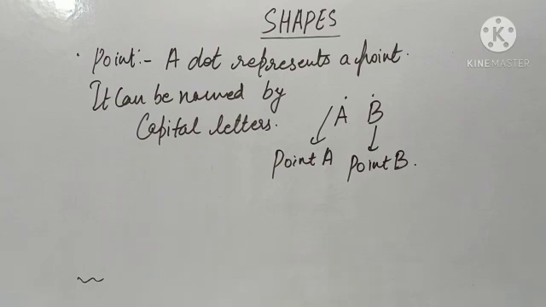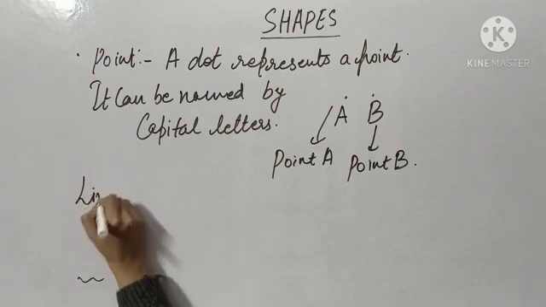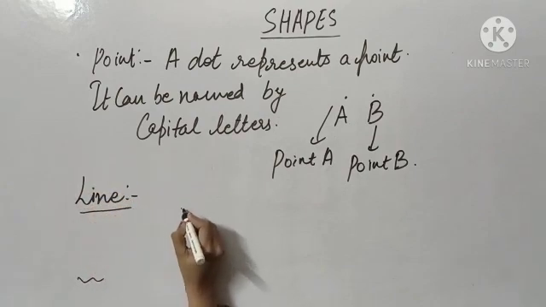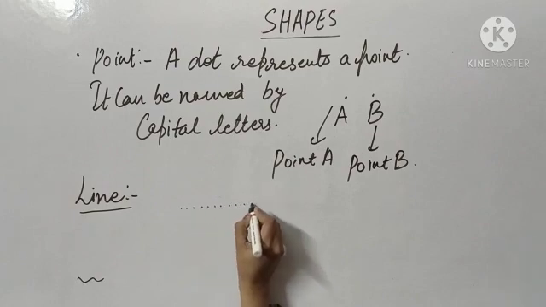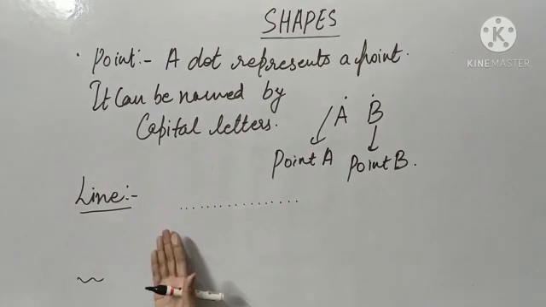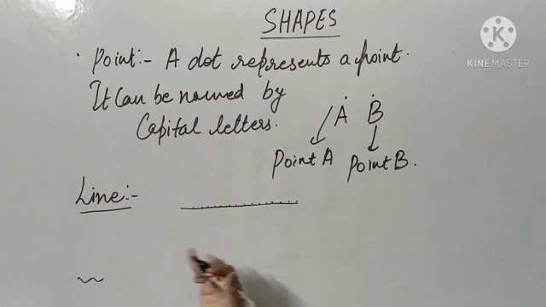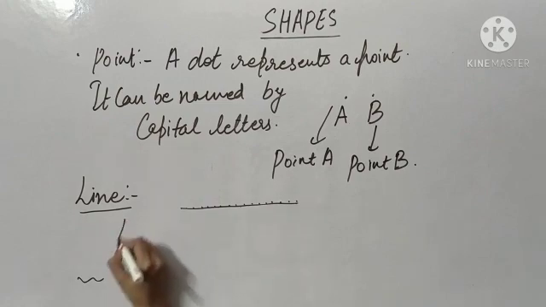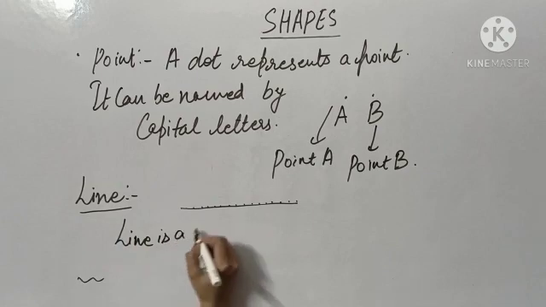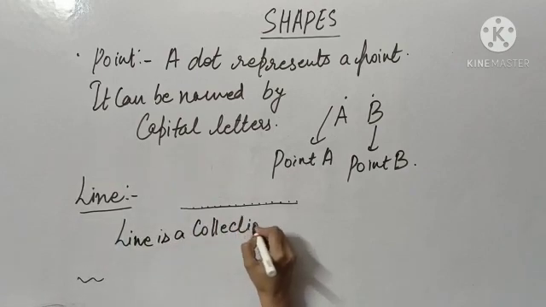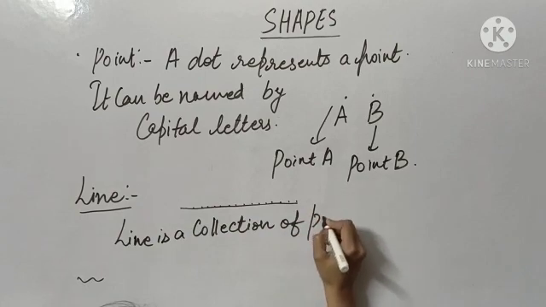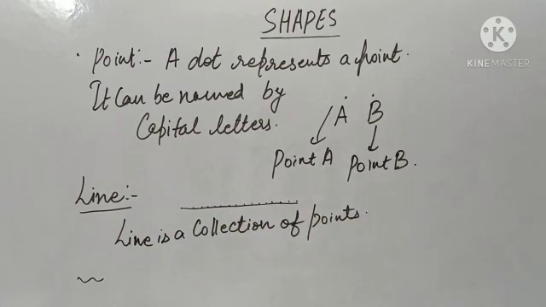Now I will explain you line. See beta, what I am doing? I have marked here so many points. And when I will join these points, I will get a line. That is, line is a collection of points. That is, when we join so many points, we get a line.